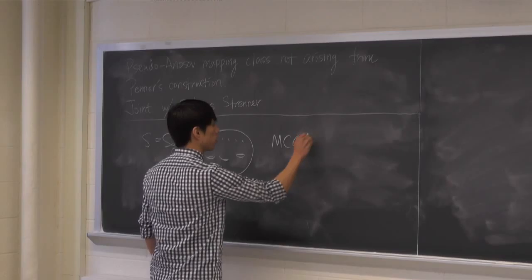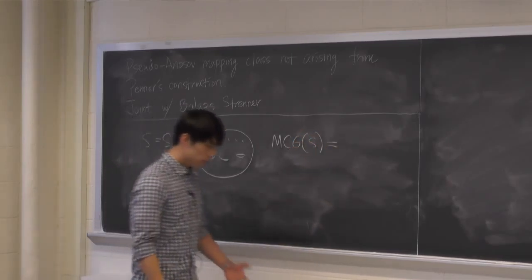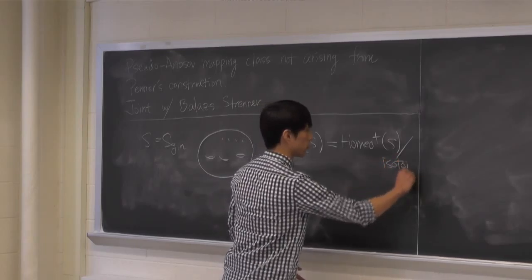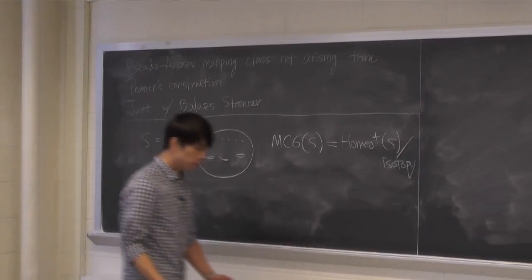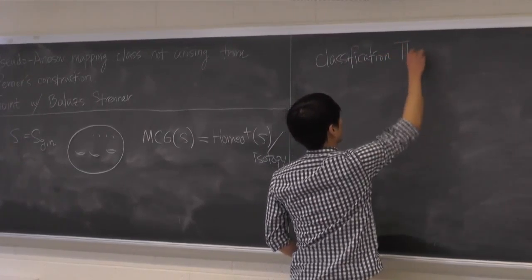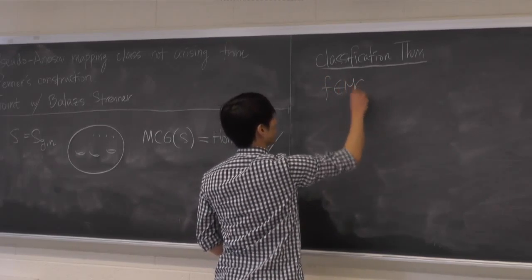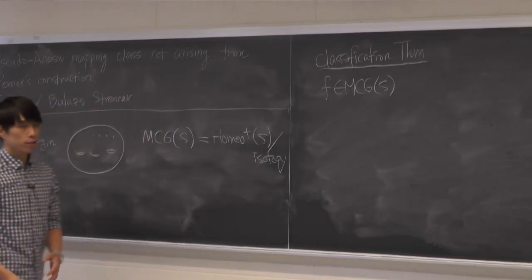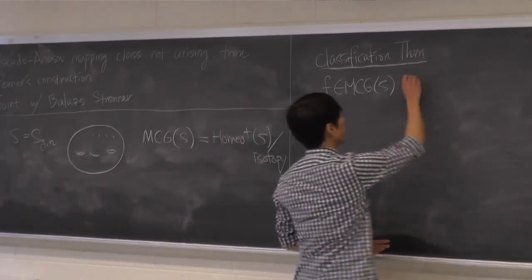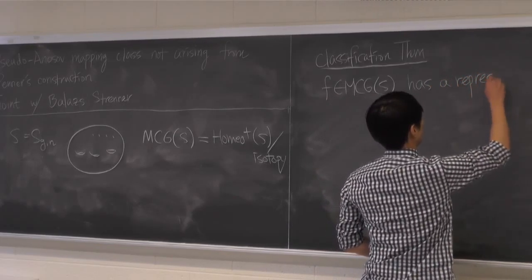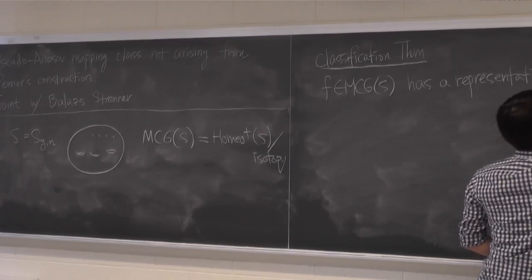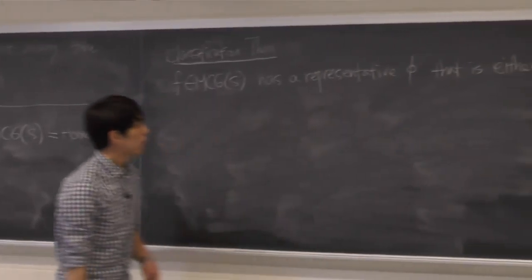The mapping class group of the surface is the group of orientation preserving homeomorphisms modulo isotopy. We have the famous classification theorem. An element of the mapping class group we call a mapping class, and each mapping class has a representative homeomorphism, say φ, that is one of the following types.